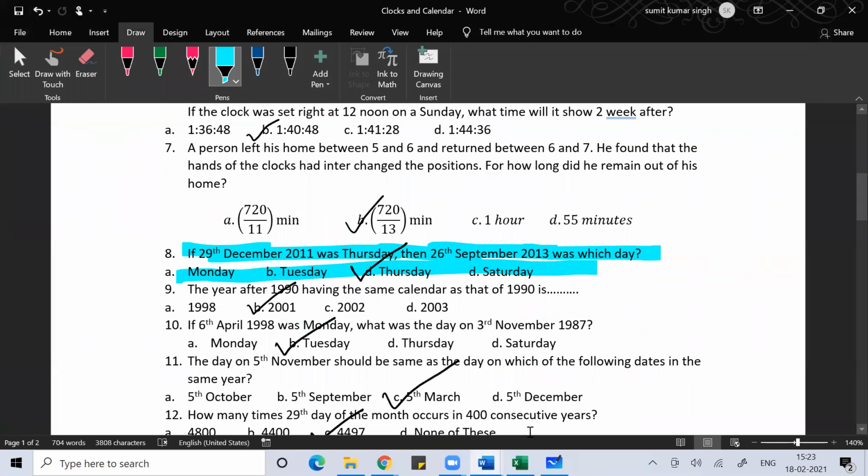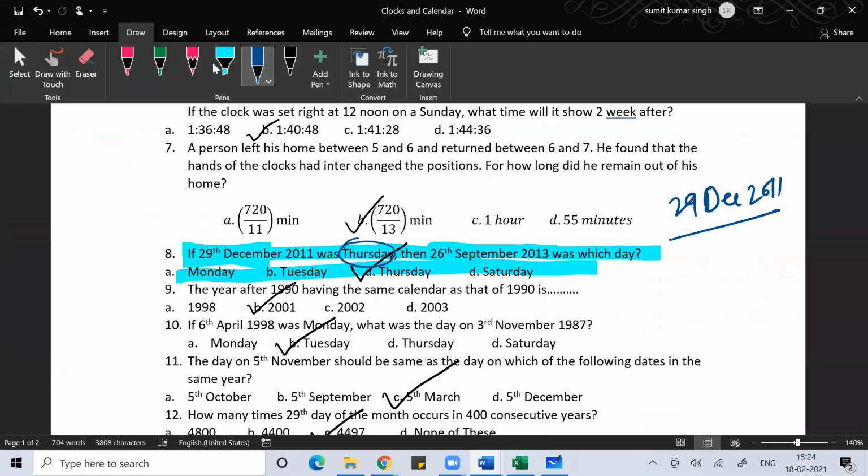Now suppose I'm doing this question: 29 February 2011 was Thursday. When you are solving this kind of question, it doesn't mean that in reality this date is Thursday. It's just a puzzle kind of thing. So you just see 29 December 2011, what was the date? So you can do it.